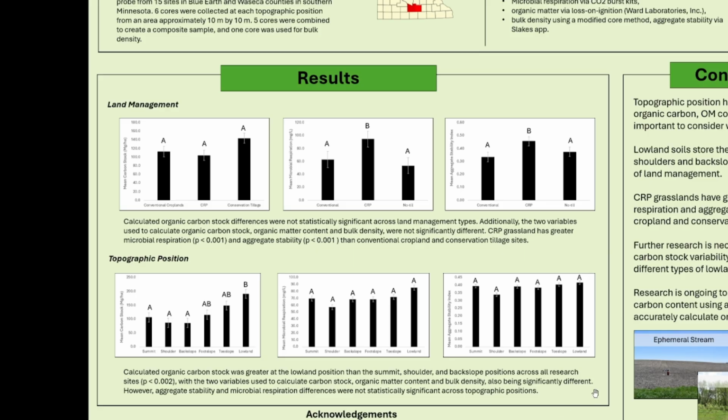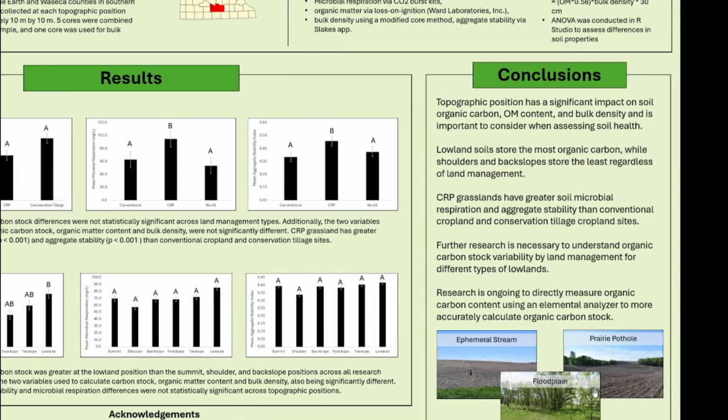Our main takeaways here are that topographic position has a significant impact on soil organic carbon, organic matter content, and bulk density, and it is important to consider when we are assessing soil health. Lowland soils do store the most organic carbon, while shoulders and back slopes, our most erosive positions, store the least regardless of land management. That's a pretty important finding that we should consider when we're talking about conservation practices. Focusing on those shoulders and back slopes may be very beneficial.